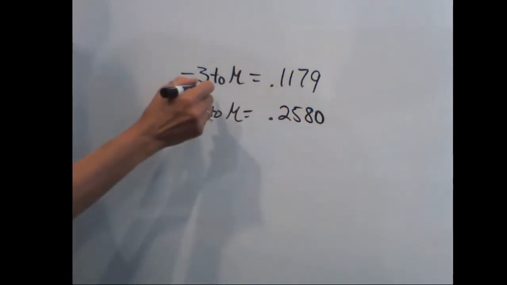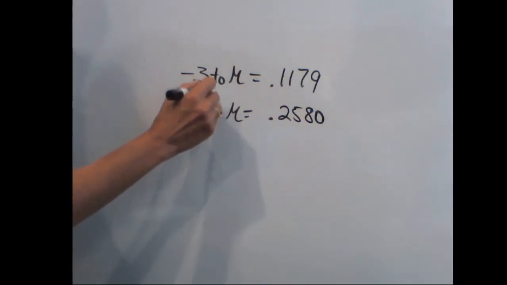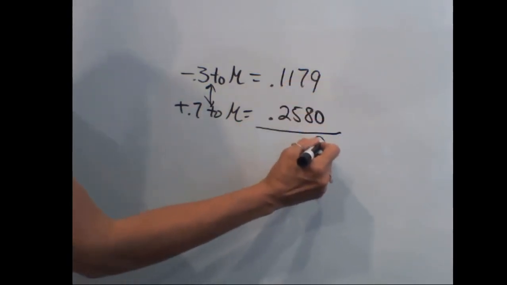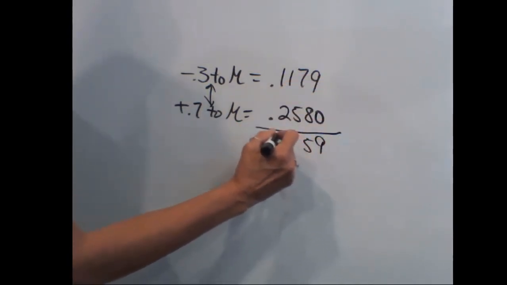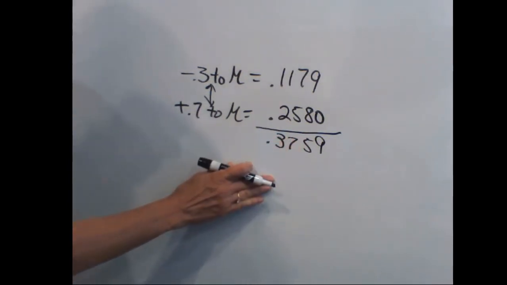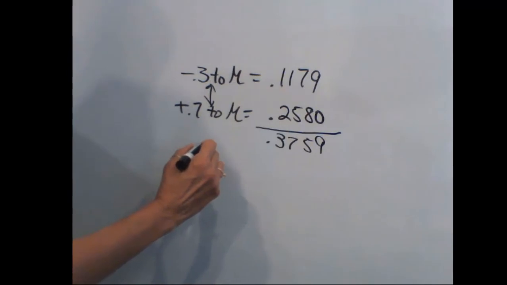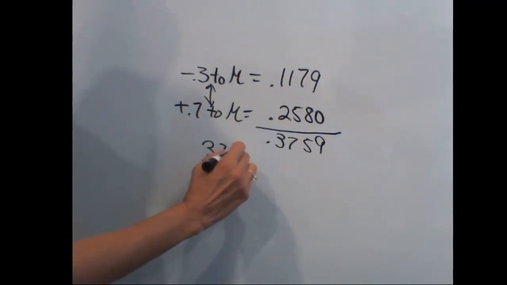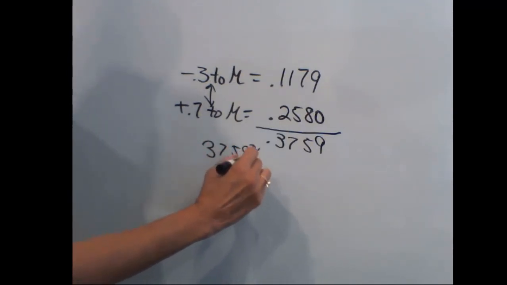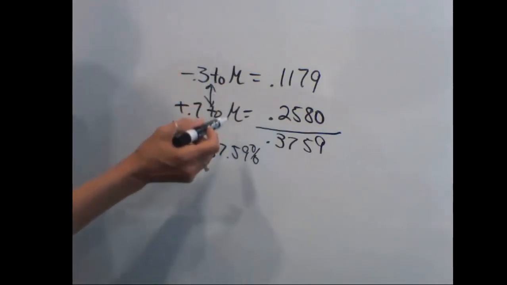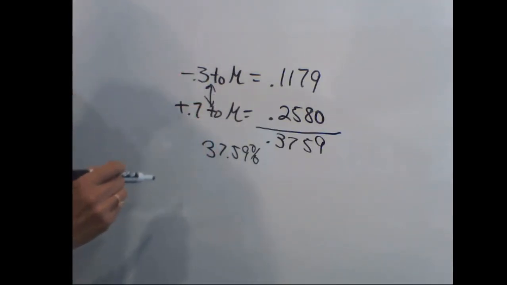To find out the total between these two z-scores, we just add up these two proportions. I'm going to do that very quickly, and we end up with 0.3759. The way that I interpret that is that there are 37.59% of the cars traveling between 55 and 65 miles per hour.